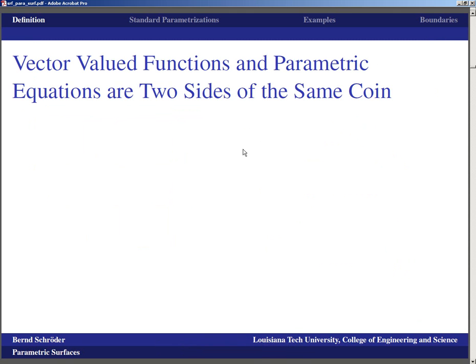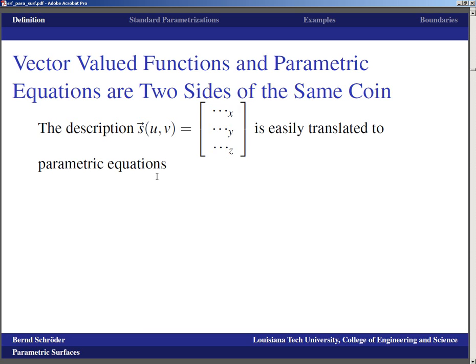And yeah, the other part that I just sort of jumped over: when people talk about vector-valued functions of two variables, they also talk about parametric equations. And just like for vector-valued functions of one variable, those two are the same, two sides of the same coin. Namely, if I've got a description, surface of u and v is something in x, something in y, and something in z, well, that's easily translated to parametric equations. x of u, v equals something for x, that same something, namely y of u, v being what we have for y, and z of u, v being what we have for z, and of course vice versa. If I have these parametric equations, I can just put them into a vector to get the vector-valued function.